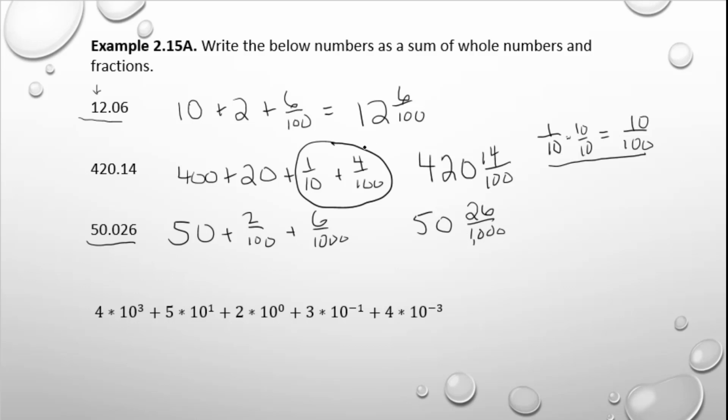And I'll show you how I got that. I took the 2 hundredths here. And I know that 2 hundredths is the same as 20 thousandths. Because if you multiply the top by 10 and the bottom by 10, that's what you get. So these two are equivalent fractions. So 20 thousandths plus 6 thousandths is the same as 20 dogs plus 6 dogs is 26 dogs. In this case, our unit is thousandths.